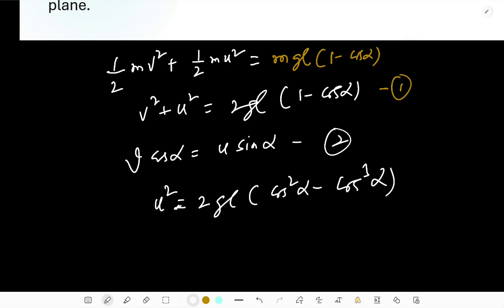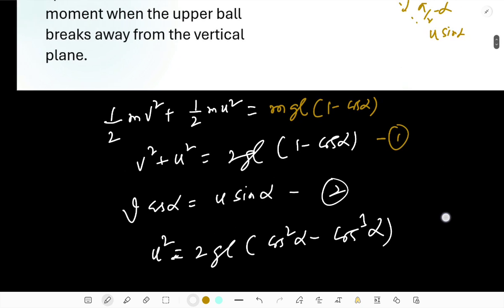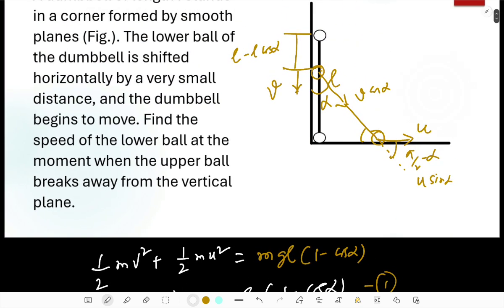Before they got separated, the upper ball gets separated from the vertical wall or vertical plane, whatever it is. The center of mass of the dumbbell moved with a horizontal acceleration, and that horizontal acceleration was imparted by the normal force of the vertical wall.